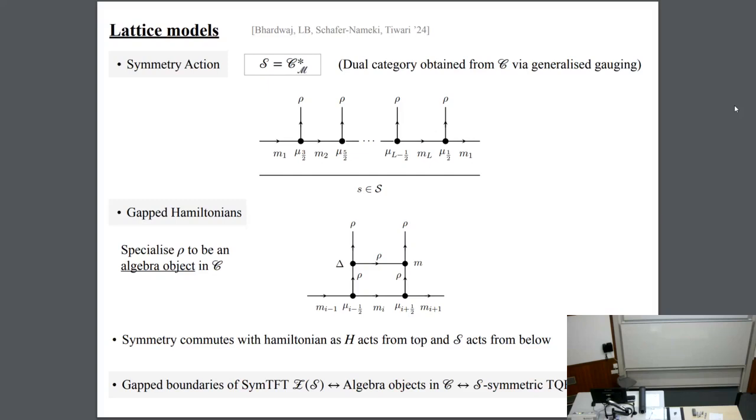And to realize a gapped Hamiltonian, the claim is that you need to specify these legs here to be what is known as an algebra object. And in particular, notice that the symmetry commutes with the Hamiltonian, as the symmetry acts from below, while the Hamiltonian acts on the top of the fusion tree. So S is indeed a symmetry. And this is a consistent picture with what we found before, because it's a mathematical theorem that gapped boundaries of the SymTFT are in one-to-one correspondence with these algebra objects. And we claim that both of these classify symmetric TQFTs.